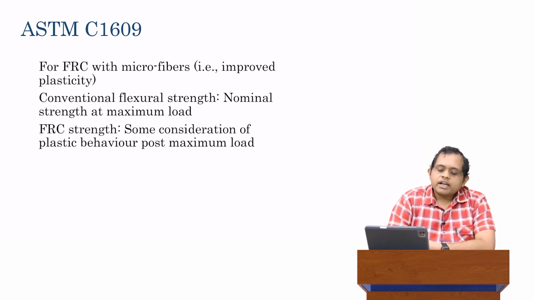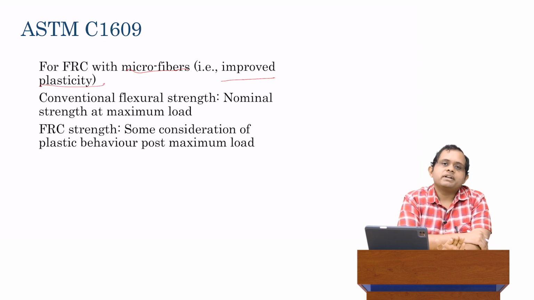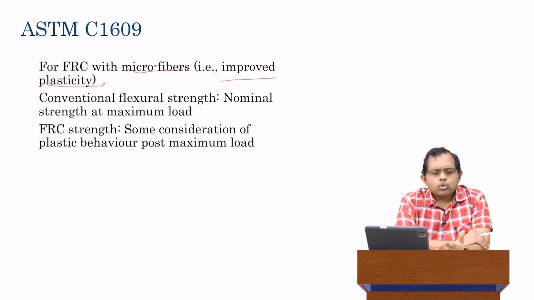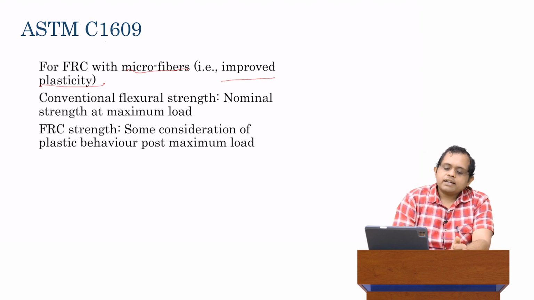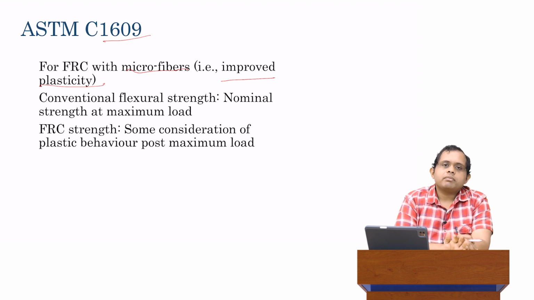1609 is for FRC with microfibers, that is those which cause improved plasticity. These are what are used commonly in rigid pavements. You could also use macrofibers. Nothing to stop you from using macrofibers in rigid pavements, but as I said a few minutes ago, it tends to have certain practical limitations, particularly relevant to mixing. So more traditionally, we use micro FRC for rigid pavements. So 1609 is actually for rigid pavements with micro FRC.